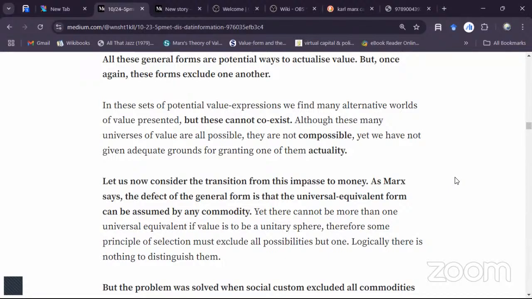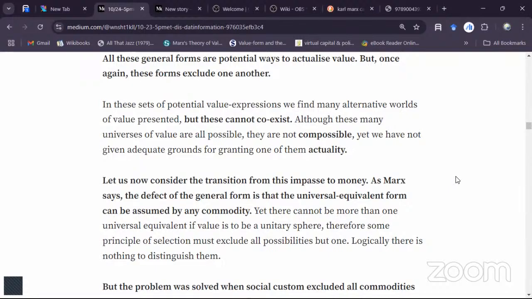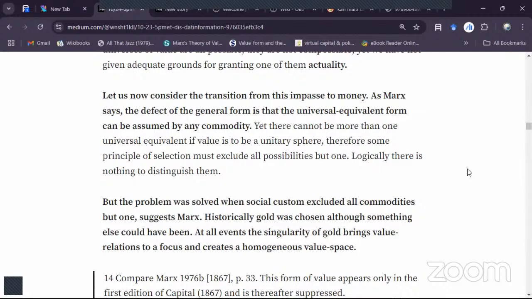Now, that's one of the basic assumptions, that things can become a unitary sphere. If you're engaged in other ways of thinking, there are no such unitary spheres. But anyway, therefore, some principle of selection must exclude all possibilities but one. Logically, there's nothing to distinguish them, but the problem was solved when social custom excluded all commodities but one, suggests Marx. Now, this question of how do you create value? Now, here we are at gold. Now, Marx's assumption of gold only existed for this pre-19th century model and doesn't include all of the other things that we get that have gold-like value.